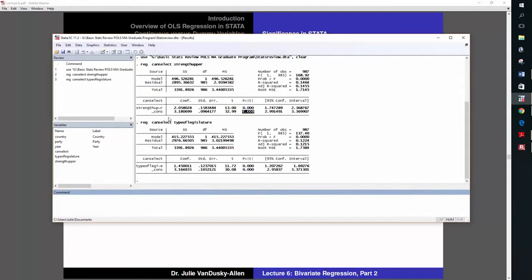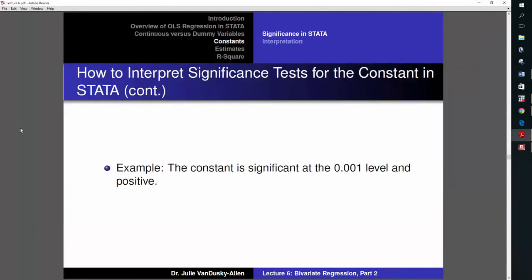So, applying this to our example, our p-value for A hat was 0.000. 0.000 is less than 0.001, so the constant is significant at the 0.001 level. And the constant is positive since it has a positive sign. So we would say that A hat is significant at the 0.001 level and positive.